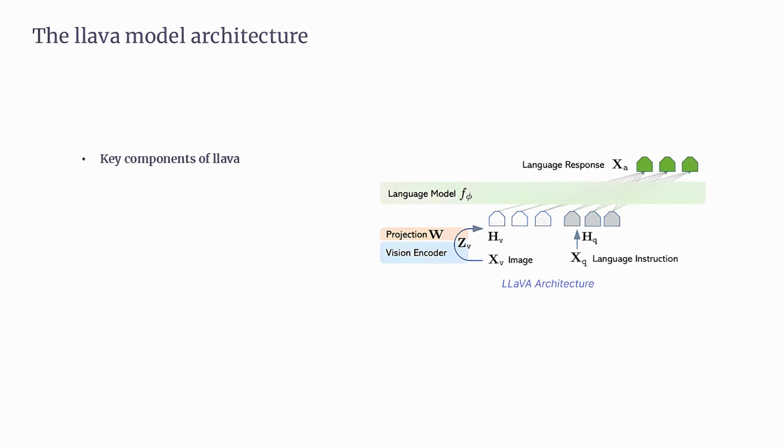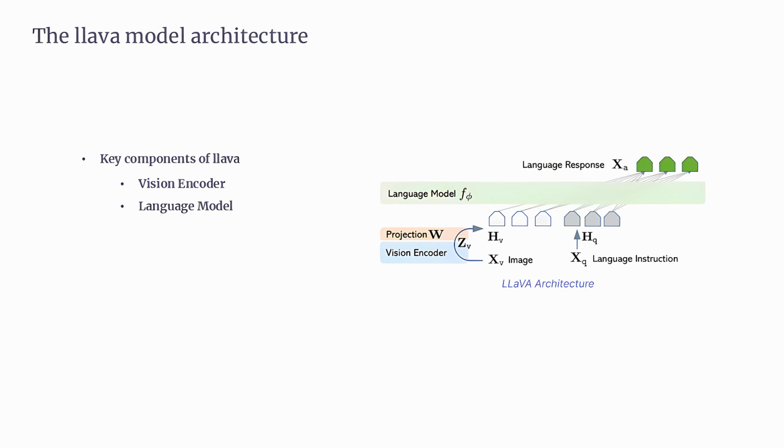Key components of LLaVA. 1. Vision encoder. LLaVA uses a pre-trained model called clip-vit, which is a type of vision transformer. This part of the system is responsible for analyzing the input image. It takes the raw image data and transforms it into a set of features that capture important visual details. These features are then passed on to other parts of the system for further processing.